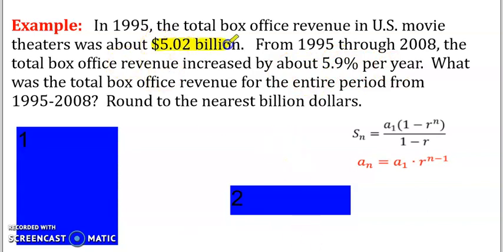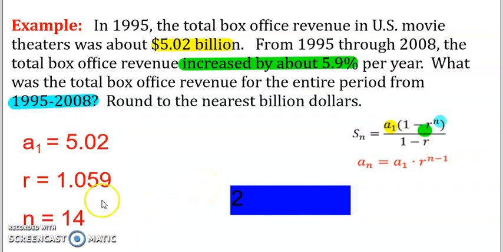All right, so let me take attendance of what we've got. We started with 5.02 billion. We're going up by 5.9% per year. And we have a time period here, 1995 to 2008. All right, well, they gave me a starting value, didn't they? I can figure out my rate of growth, couldn't I? And I could figure out how many years we're talking about, yes?